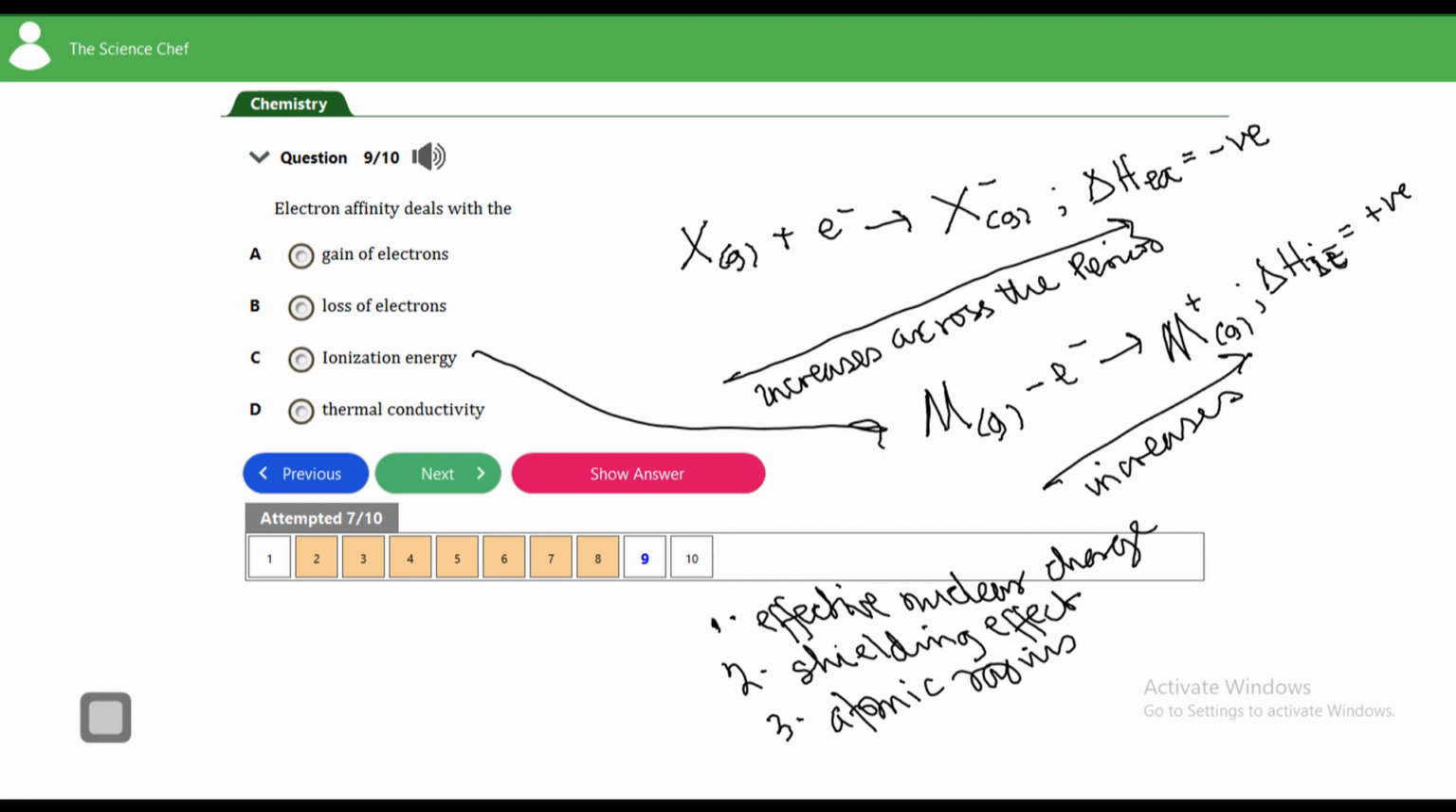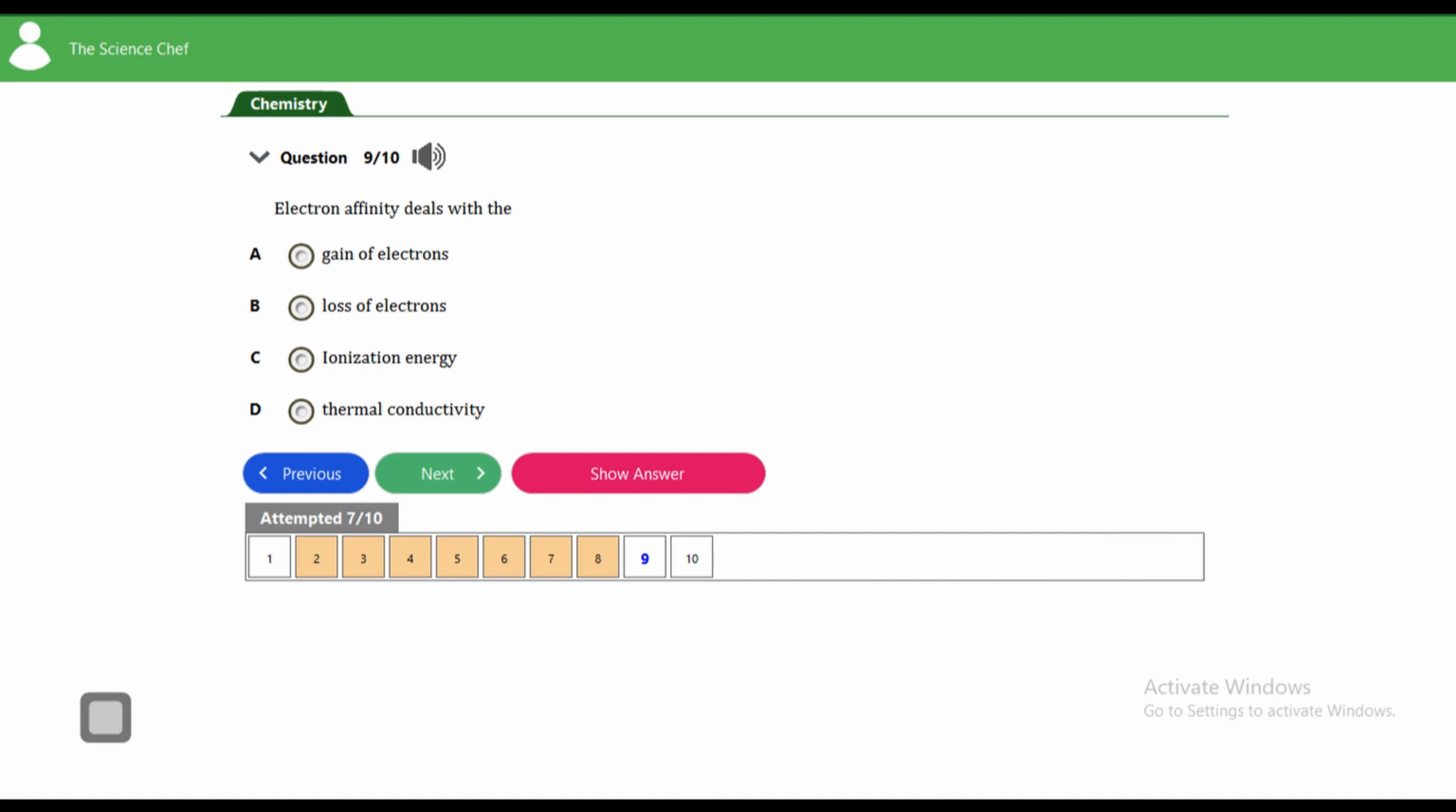Thermal conductivity is a metallic property and it decreases across the period, so it has nothing to do with electron affinity. So the answer is A, gain of electrons. Question 10, the last.